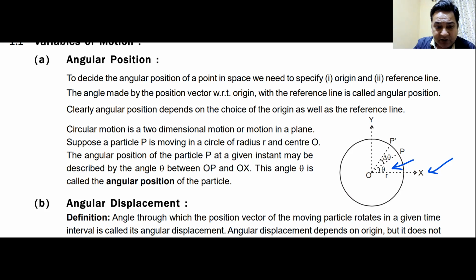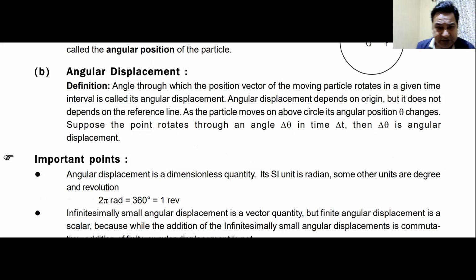The second term is angular displacement, which is same as your displacement vector. So whenever you change the position of a particle, it gets displaced. Final position minus initial position. Here it is final angular position minus initial angular position, which is change in angular position. Delta standing for change, theta standing for angle or angular position. Delta theta is the angular displacement. We also seen that angular displacement for small quantities is vector, but for large angular displacement it is a scalar quantity. I hope you all remember this.